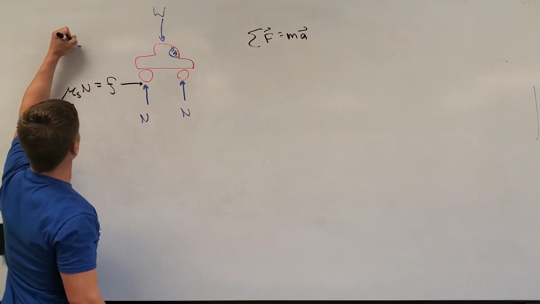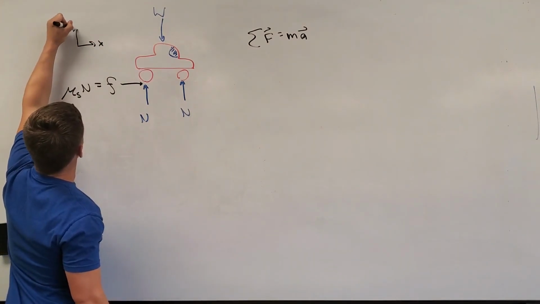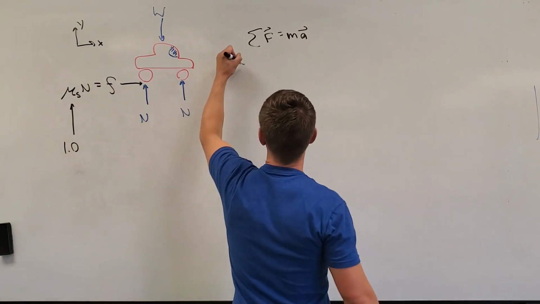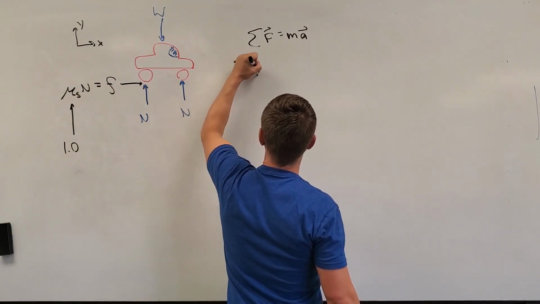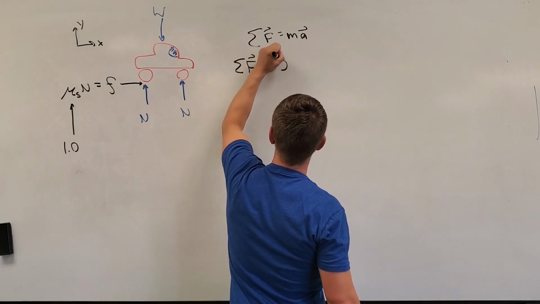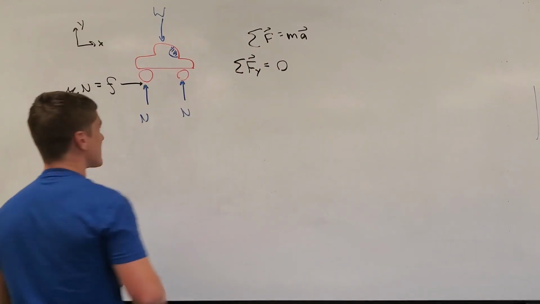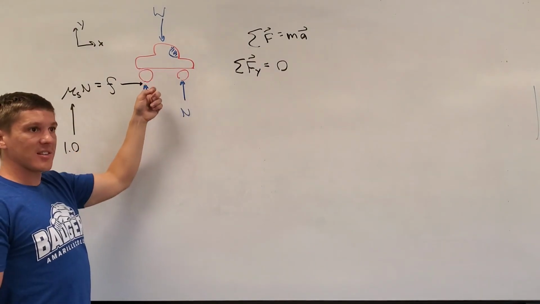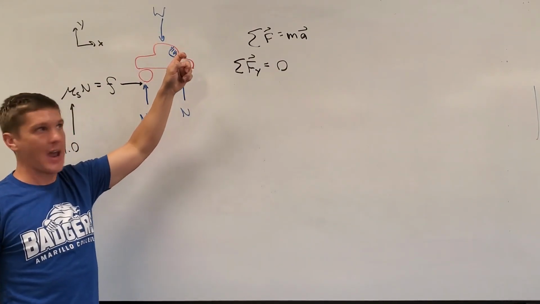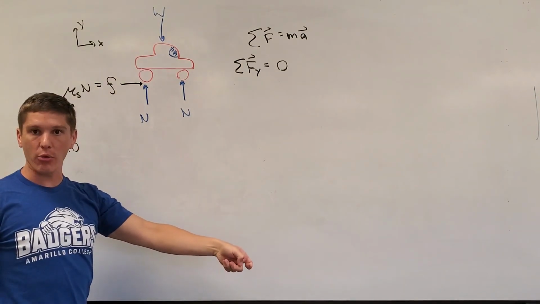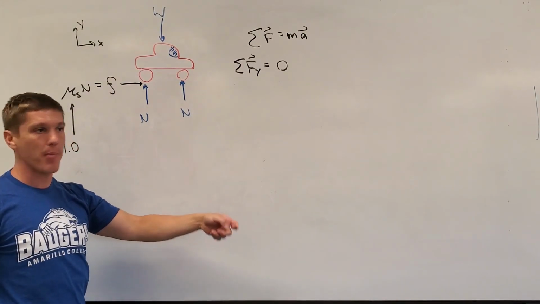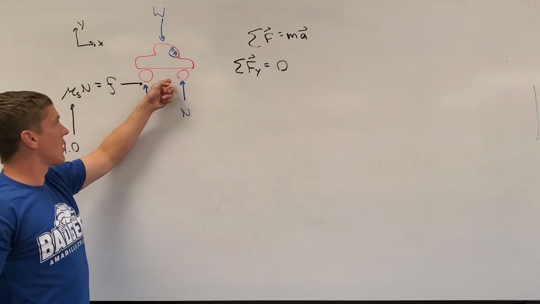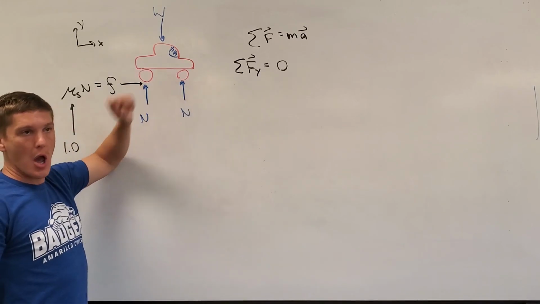So if this is the positive x direction and this is the positive y direction, I can say that the sum of our forces in the y direction must be equal to 0, because if we were to have acceleration in the y direction, that would mean that the car is going to take off into the air, which we know doesn't happen, or it's going to bury down through the dirt, which we also know doesn't happen. The car is going to just travel along the pavement, so our acceleration in the y direction must be equal to 0.